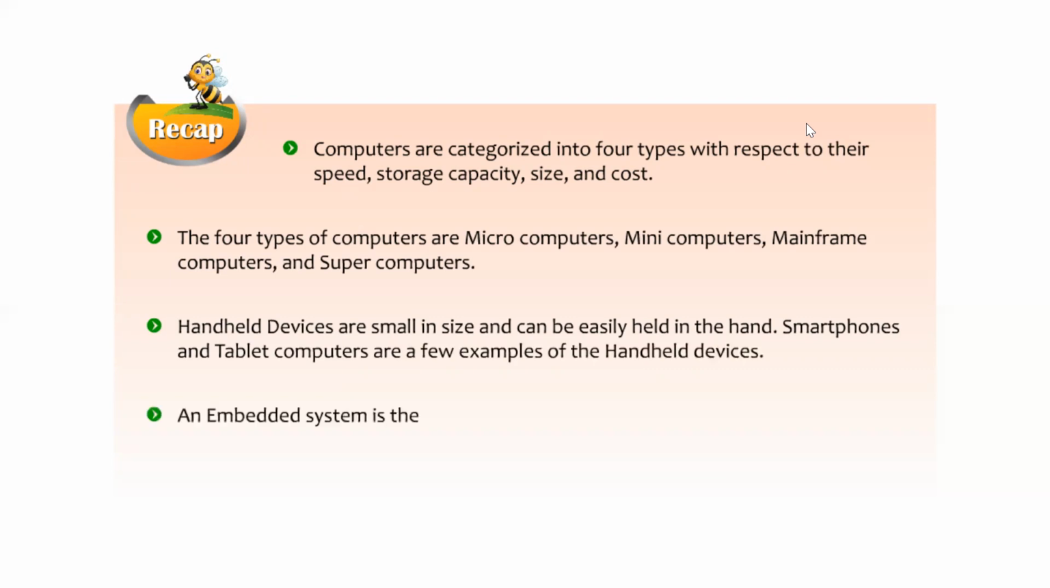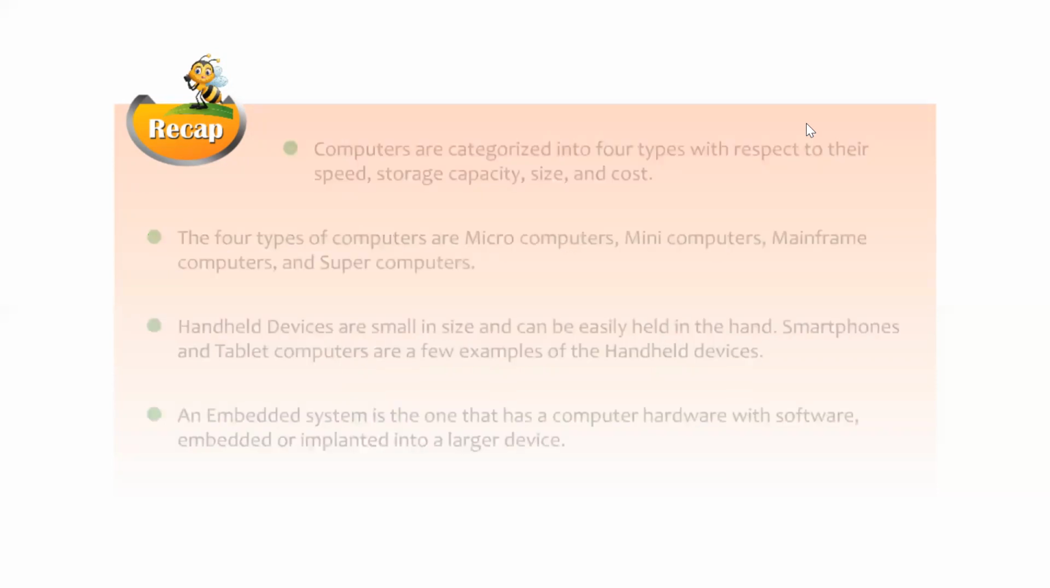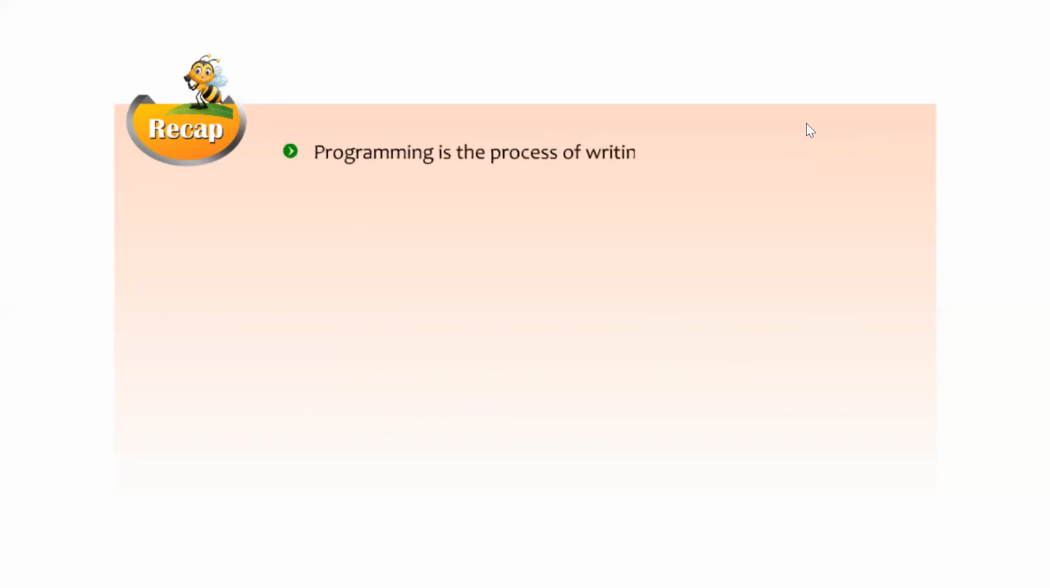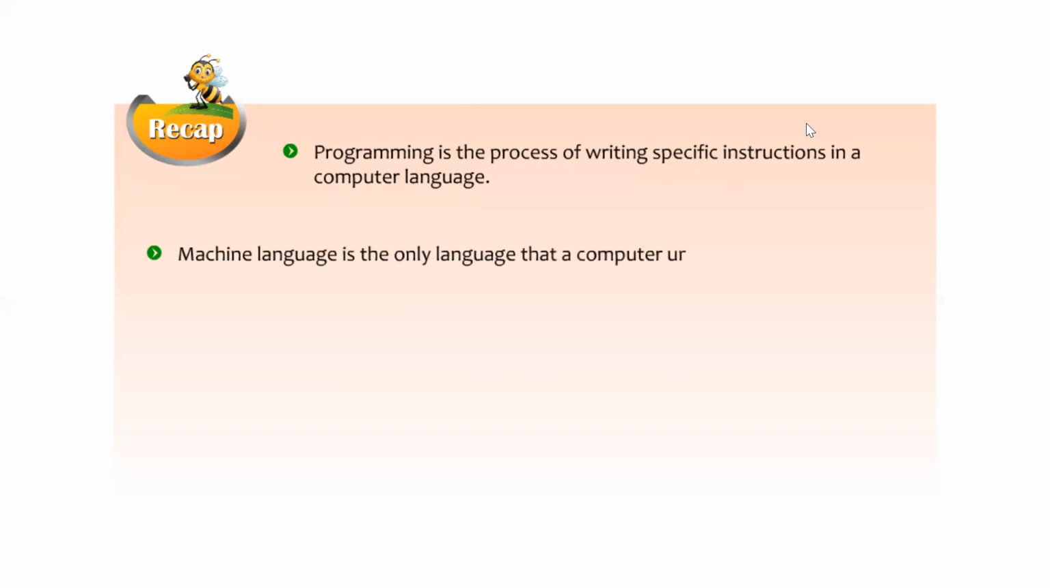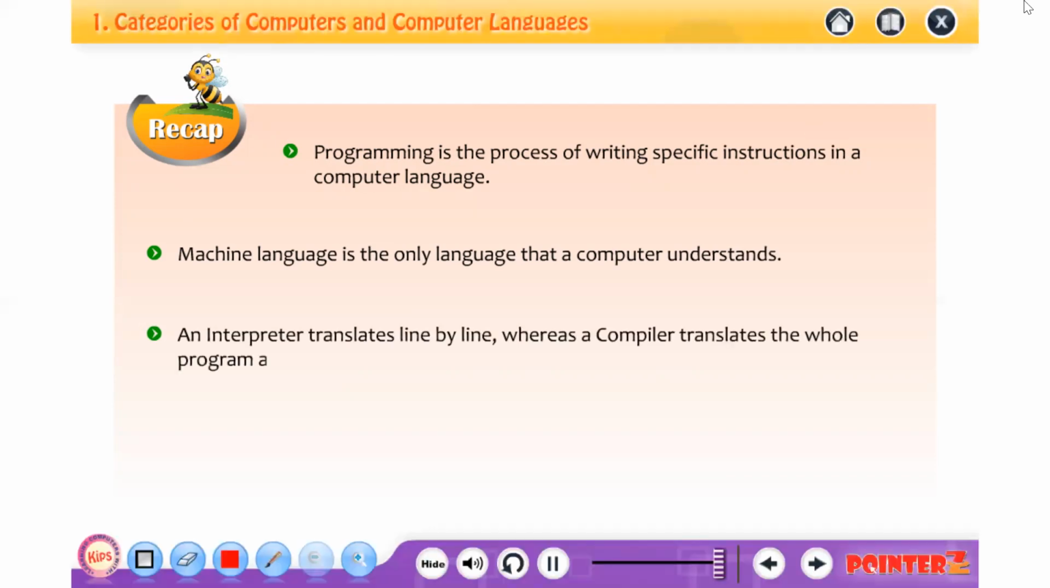An embedded system is the one that has a computer hardware with software embedded or implanted into a larger device. Programming is the process of writing specific instructions in a computer language. Machine language is the only language that a computer understands. An interpreter translates line by line, whereas a compiler translates the whole program at once.